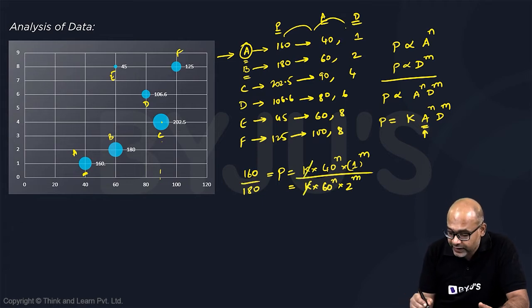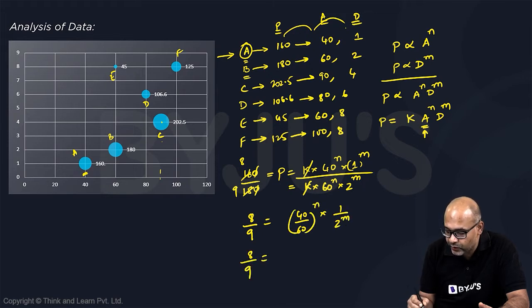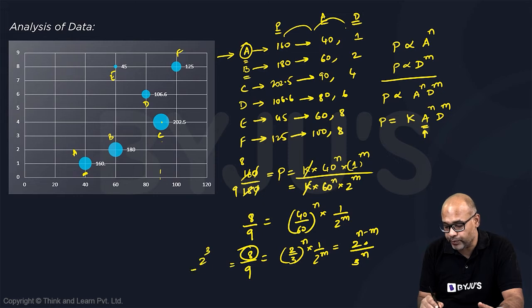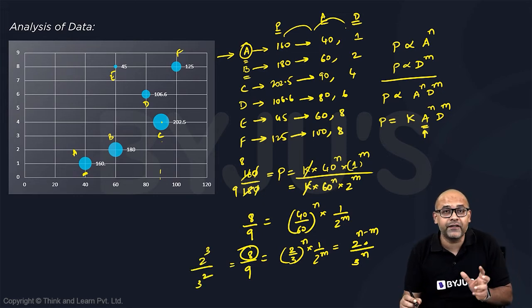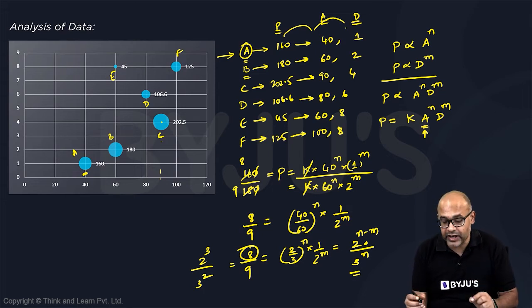If I divide these two, what do I get? 2 8s are 16, 2 9s are 18. So 8 by 9 is equal to 40 by 60 whole power n into 1 by 2 power m. So I'll get 8 by 9 is equal to 2 by 3 whole power n into 1 by 2 power m. And this becomes 2 power n minus m by 3 power n. Now you can notice that 2 is there only in the numerator here. This is 2 cube by 3 square. So the question is crafted deliberately in such a way that you will get a perfect power of 3 and a perfect power of 2.